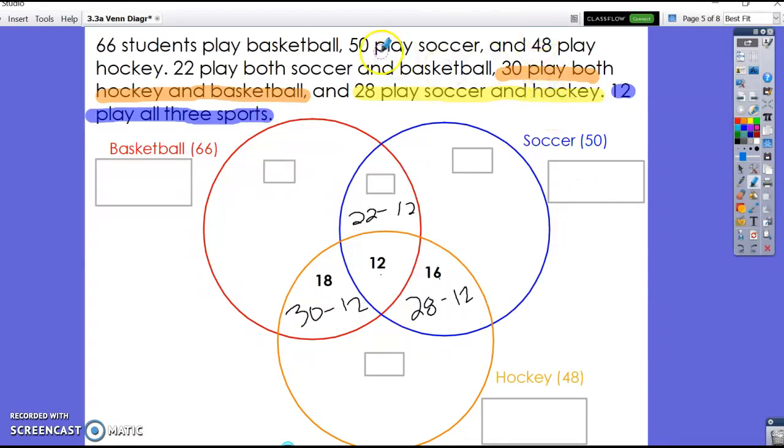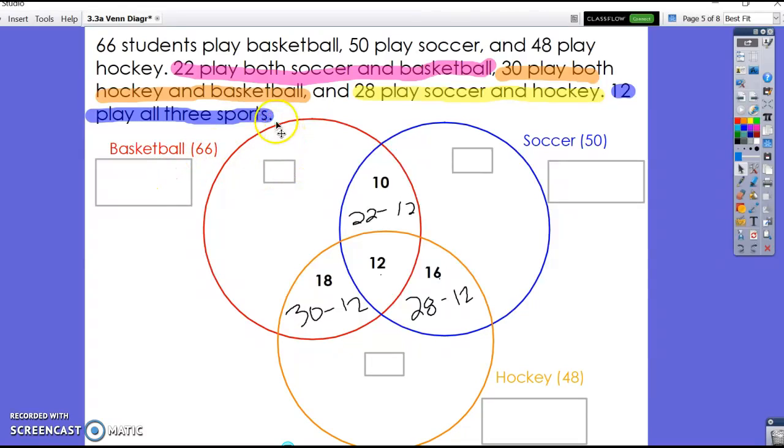So our problem also says that there are 22 that play soccer and basketball. So again, here's where our soccer and our basketball overlap. Well, 22 minus 12 tells us that there are 10 people who play basketball and soccer. So we only have one number left. We want to figure out how many people only play one of these sports.